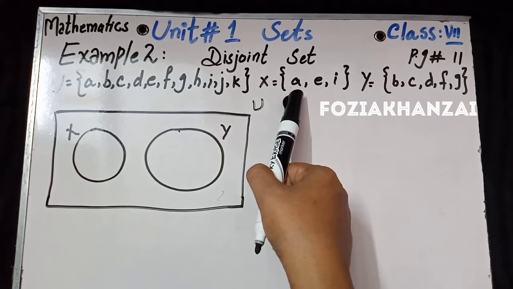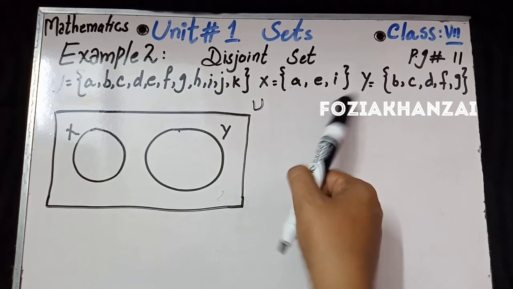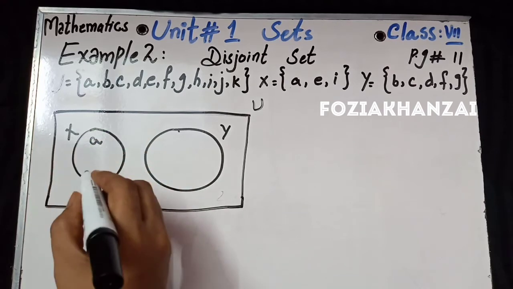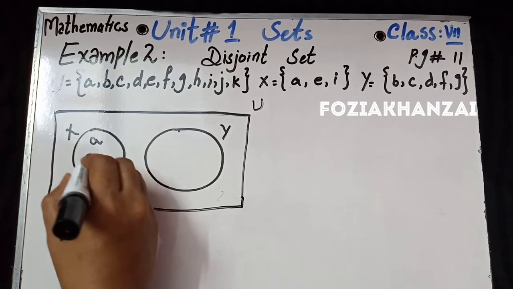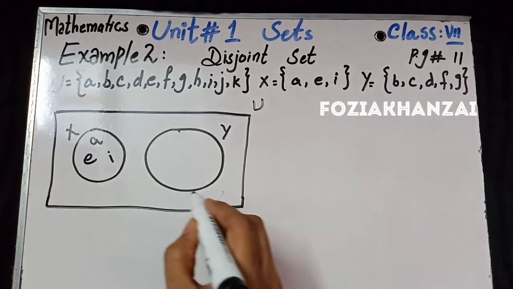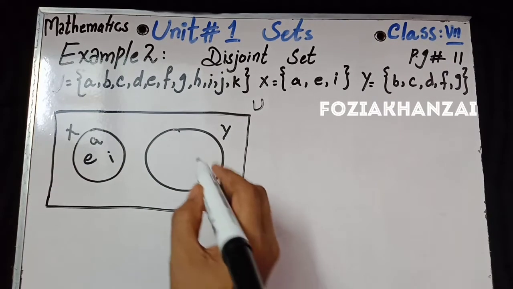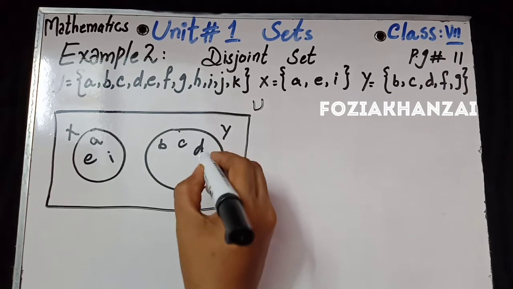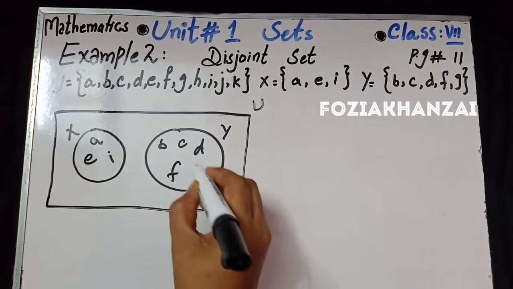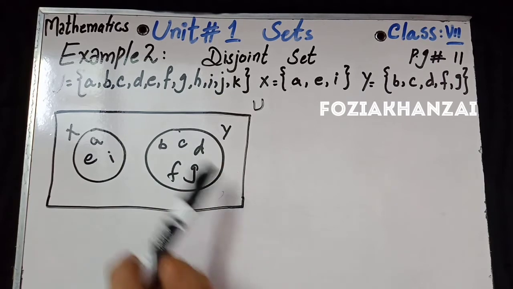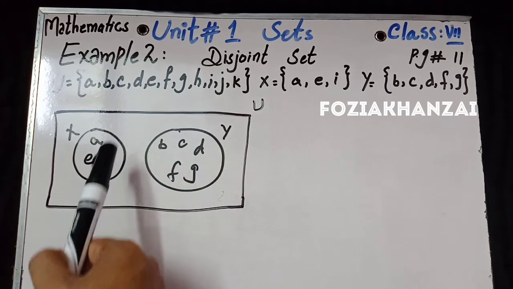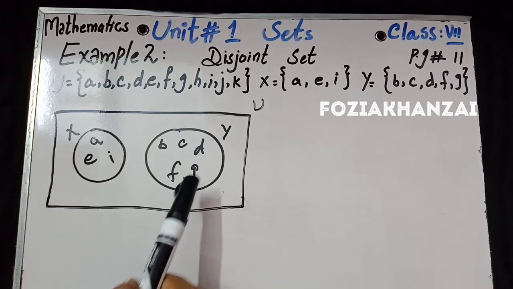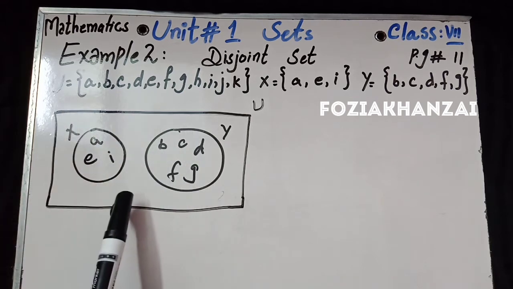Elements of set X: A, E, I. So we write inside this circle A, E, I, the elements of set X. The elements of set Y are B, C, D, F, G. Except these elements which we have in sets X and Y, the remaining elements we write in the rectangle box.